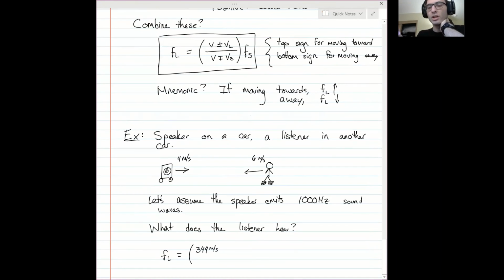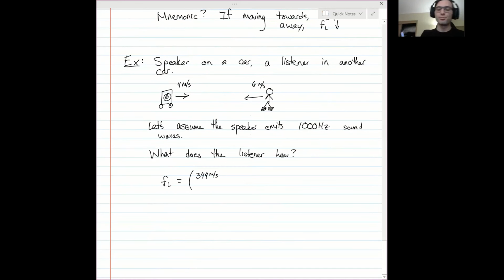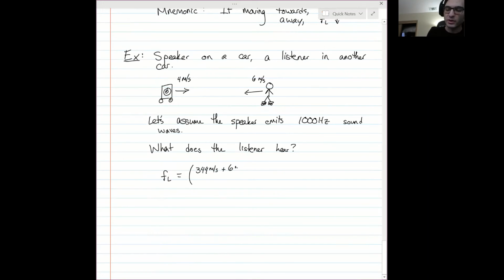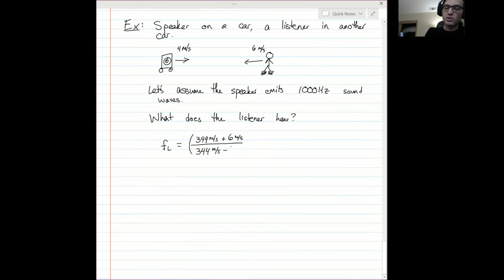And now the listener affects the numerator. So the listener is moving towards the speaker at 6 meters per second. So we use the top sign, so we have plus 6 meters per second. And now we divide by 344 meters per second. And the speaker is moving towards the listener at 4 meters per second. So we choose the minus sign. So we have minus 4 meters per second.